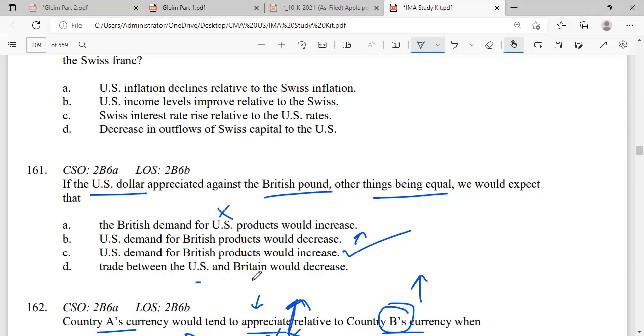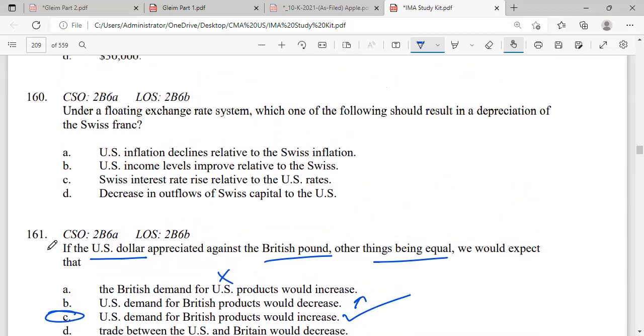Trade between US and Britain would decrease? Why will it decrease? It does not make sense at all. So the answer here is C. Everyone there with me? This appreciation, depreciation is a really important concept for your CMA Part 2 examination. For sure, you're going to get questions on this.